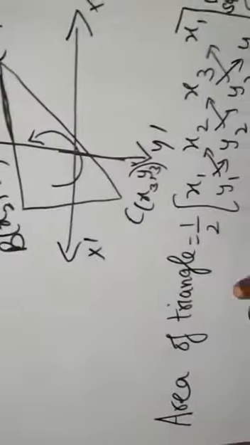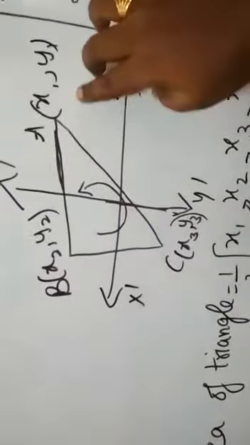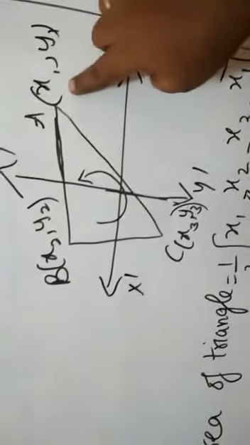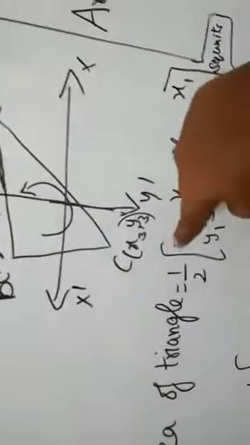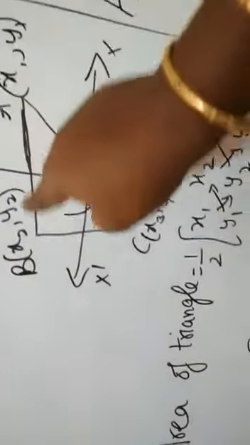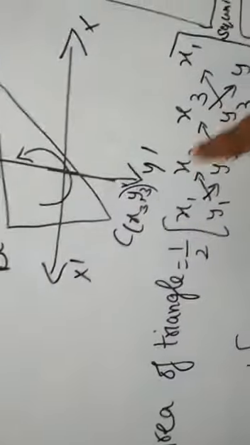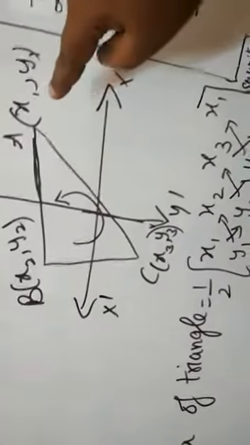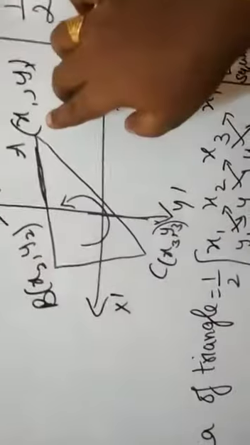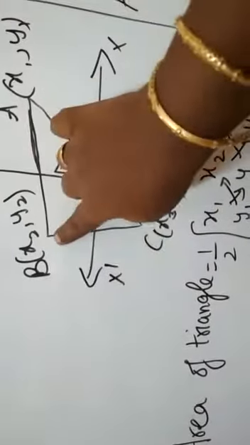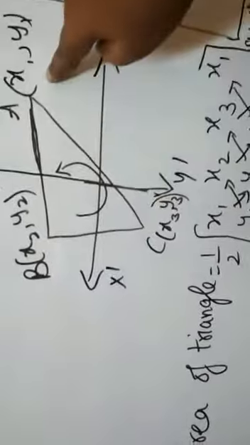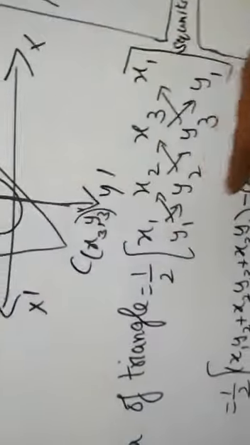Okay, now area of triangle equals half into, I start from (x1, y1), the point A. So we write x1, y1 like this. Then anti-clockwise direction, so go to the left, x2, y2, then x3, y3. Again, where we start, up to that we have to complete. So again I repeat, start from A, then B, C, then again A. So x1, y1, x2, y2, x3, y3, again x1, y1.